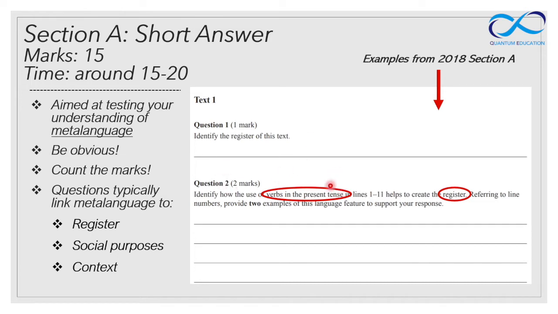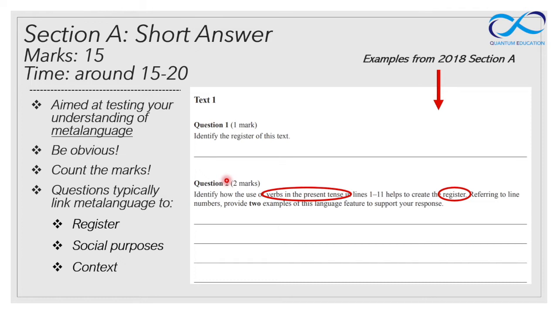So they're asking you to link 2 things here. So always count the marks. Seeing with this one, they're asking you for 2 examples of the meta language, or 2 examples of the language feature, and they would both require explanation. So this one, you'll obviously only be getting 1 mark per mark in explanation, but if this were the same question worth 4 marks, you would be getting 1 for each meta language and 1 for each explanation.